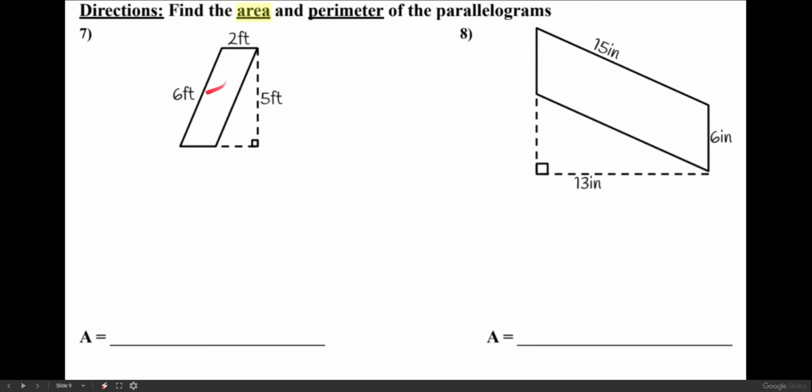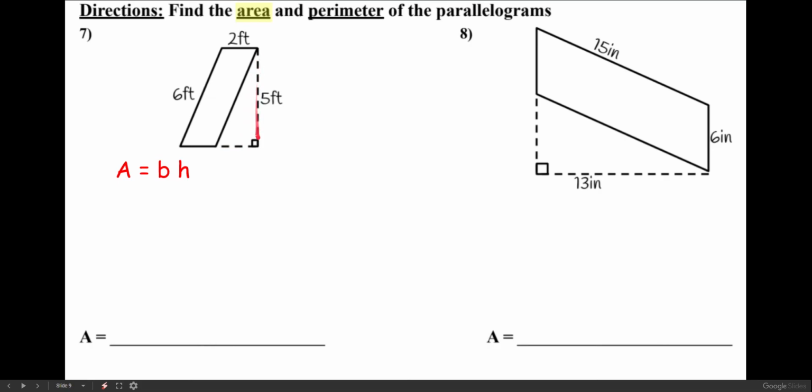Area of number 7, base times height. Now this is going to be kind of weird. The base seems like it's 2 feet, and it is, because as you see with this outside length, technically you can draw a line that goes down, but it sort of meets on the outside. So sometimes they'll draw a line on the outside like this, and you'll see a 90-degree angle. Basically, this over here, the 5 is the height. It's not the 6. The 6 is a slant height.